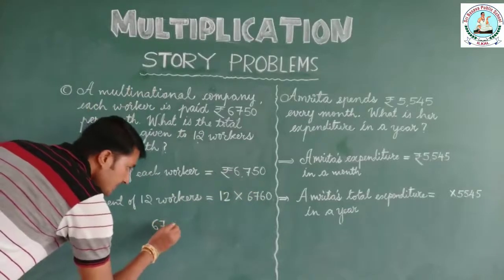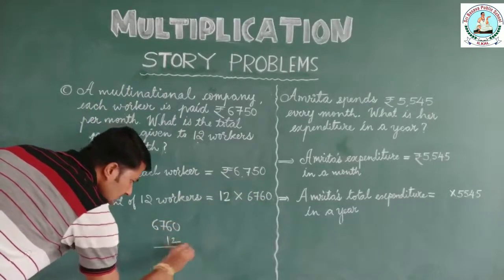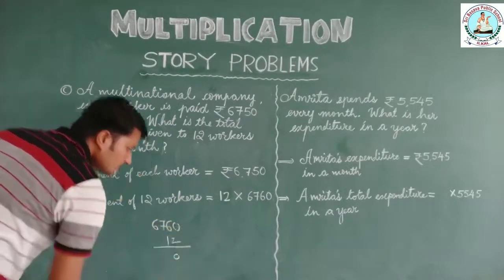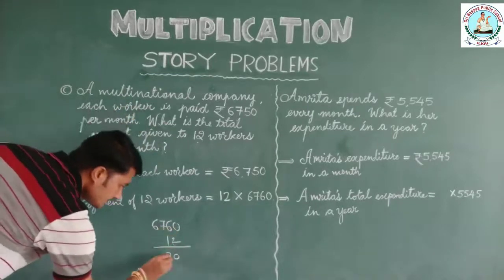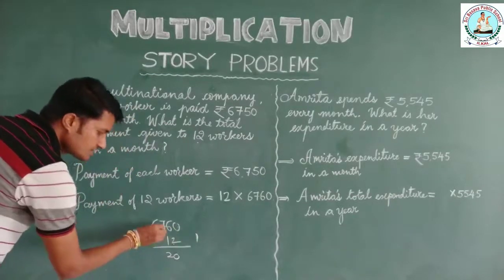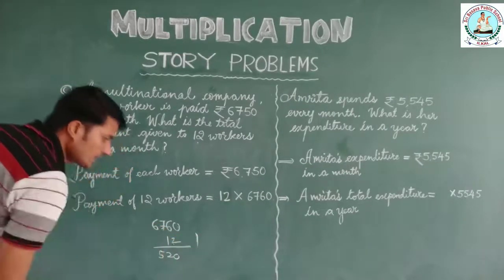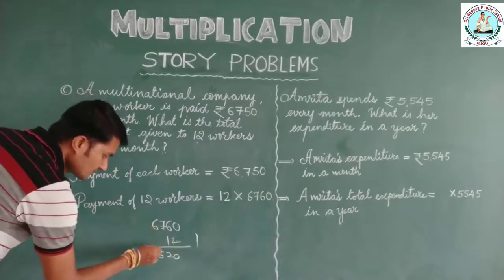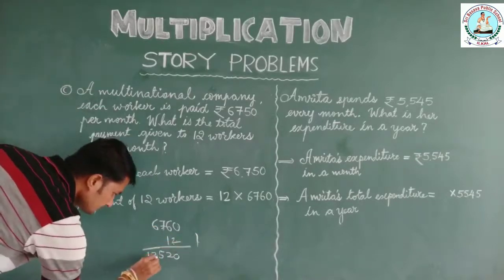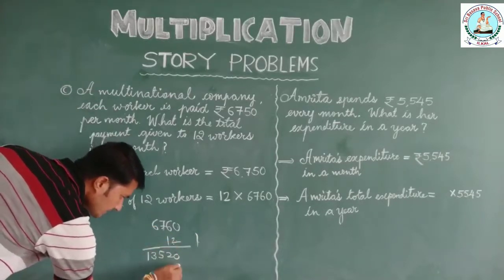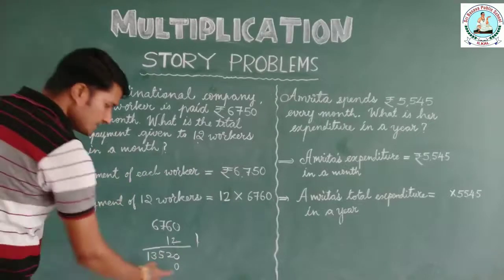So 6750 times 12. 2 times 0, 0. 2 times 6, 12, 1 carry. 2 times 7, 14. 14 plus 1 will be 15. Again 1 carry. 2 times 6, 12. 12 plus 1, 13. Then skip a place or else insert the 0.